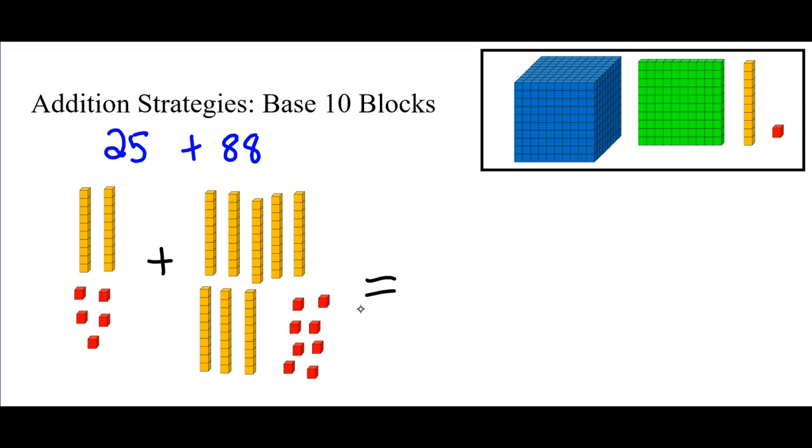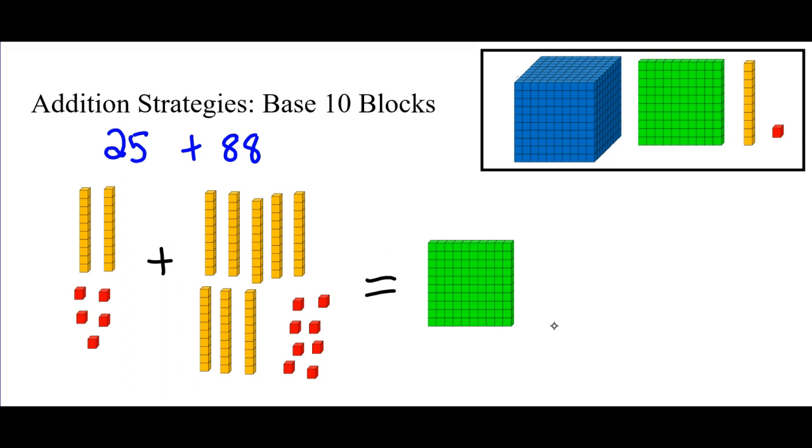When I add them together, I want to regroup if possible. So notice taking these 8 right here plus these 2, that's going to give me a total of 10 rods. Well, 10 rods is a flat. So I actually need to drag out a flat right here. That's what all the yellows add up to.